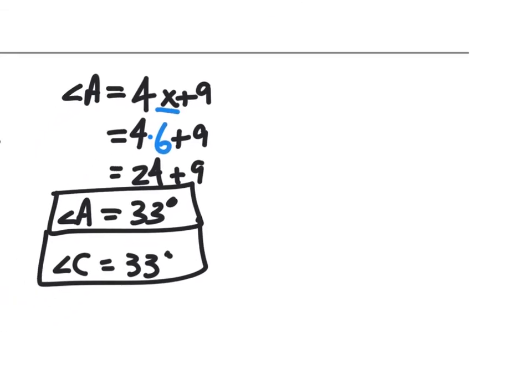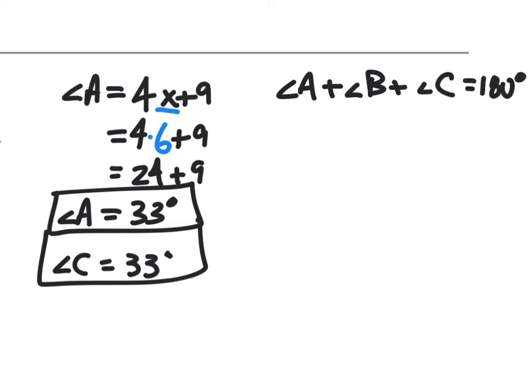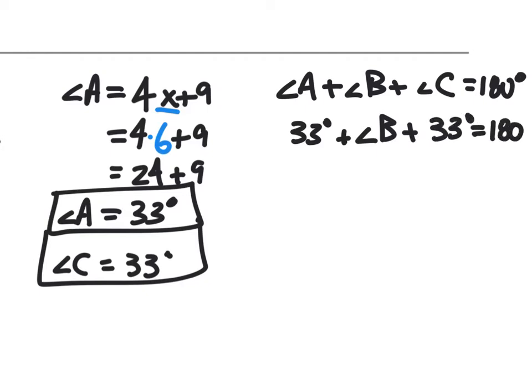All right. Now I know that if I take angle A, add angle B, and add angle C, I'll get 180 degrees. Okay, so I know that angle A is 33 degrees. I'm going to plug that in for angle A, plus angle B, and then angle C is also 33 degrees. And if I add all those together, I'm going to get 180 degrees.